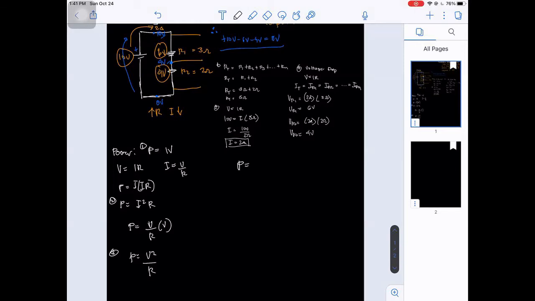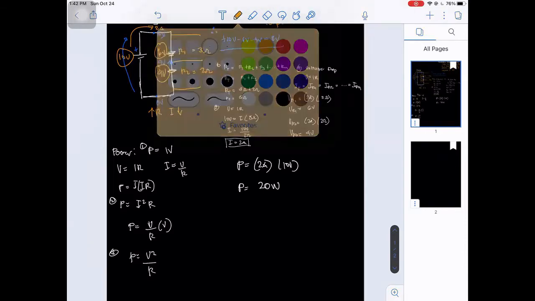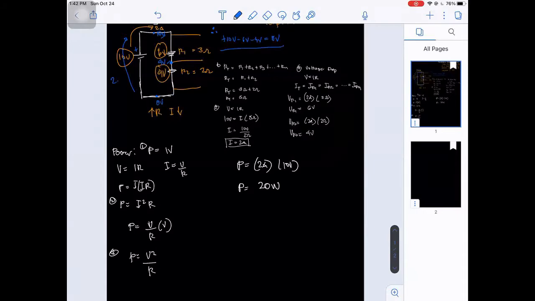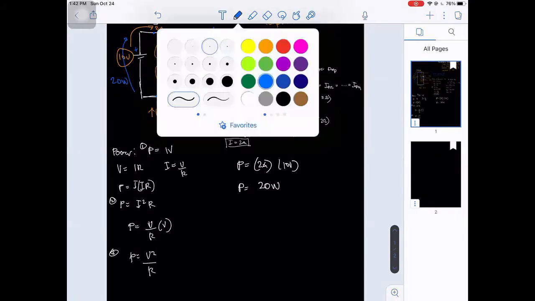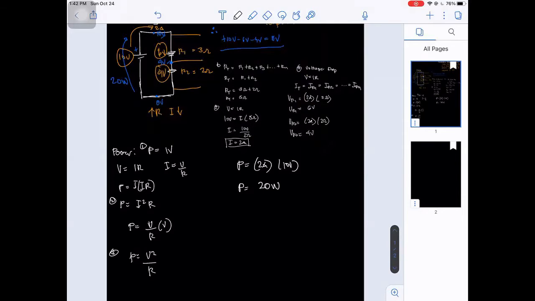So here we can compute now the total power of the circuit. P is equal to the total current, 2 amperes, that is flowing in our circuit times the voltage, which is 10 volts. So we can now compute the total power, which is equivalent to 20 watts. So the 10 volt battery delivered 20 watts of power for this circuit. Now we can solve for the power across each resistor.